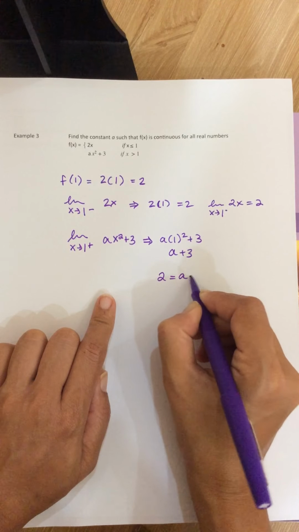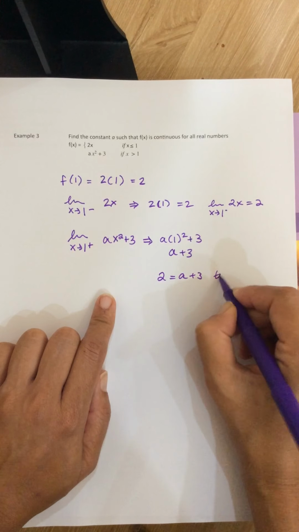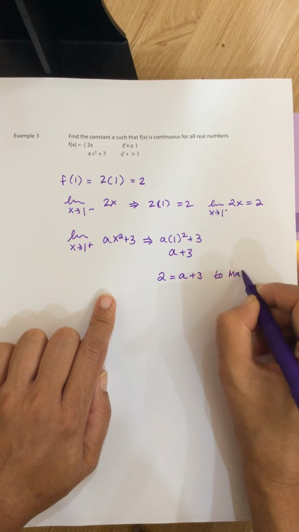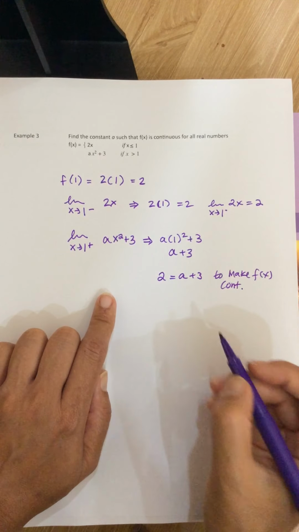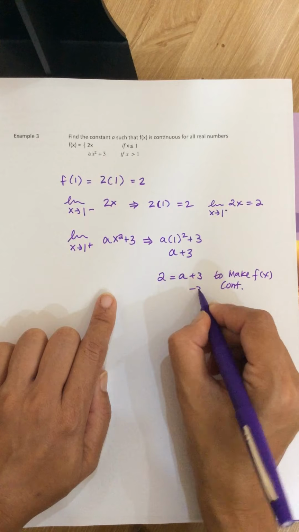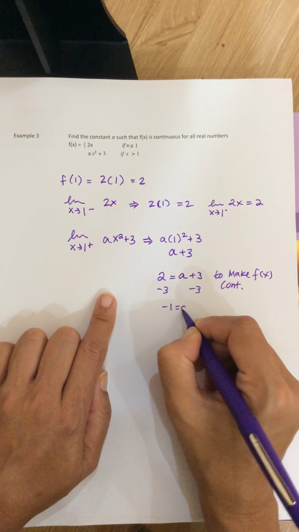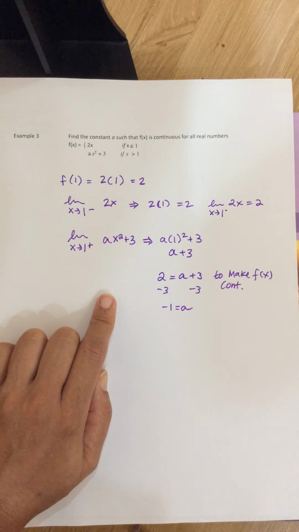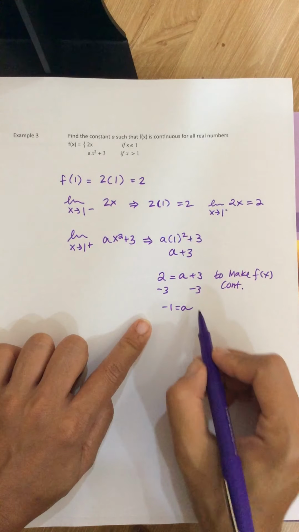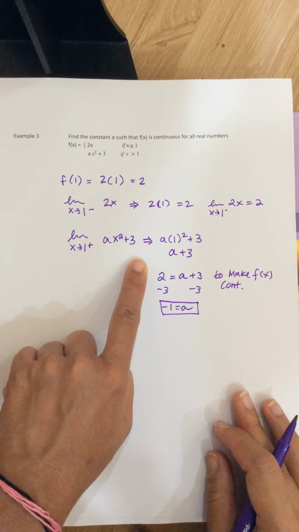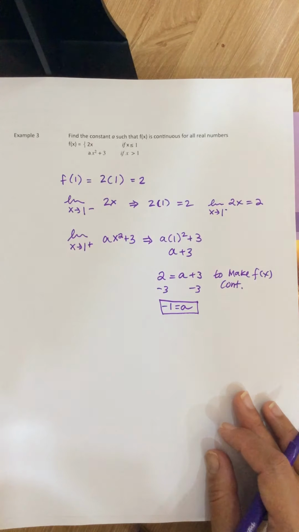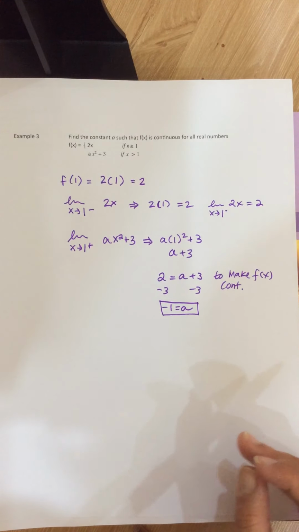So 2 has to equal a plus 3 to make f of x continuous. So a has to equal -1. Okay, so there's our answer. If I plug in -1, the value of all of these three things is 2, making the function continuous.